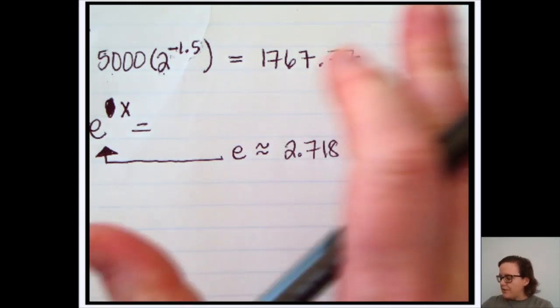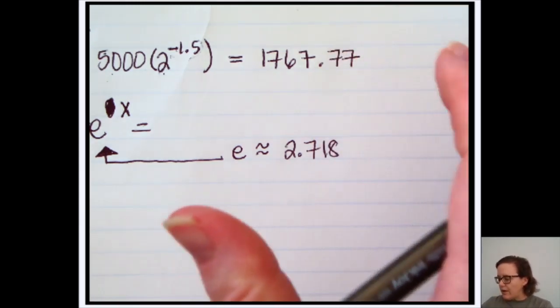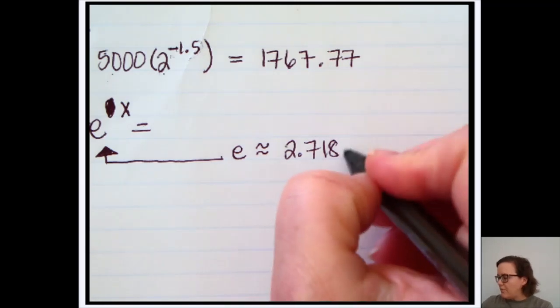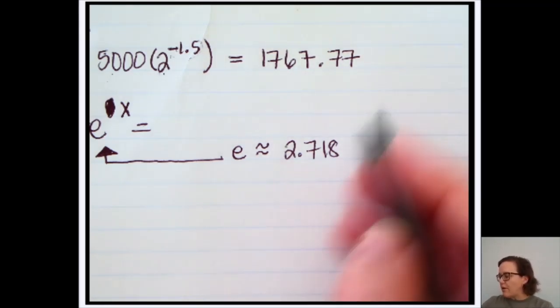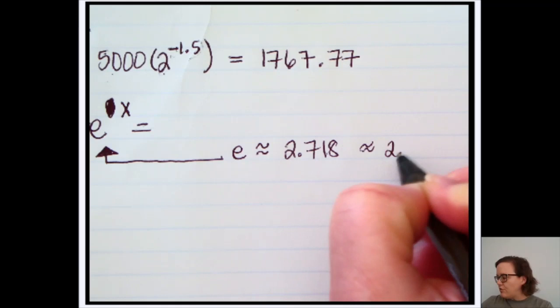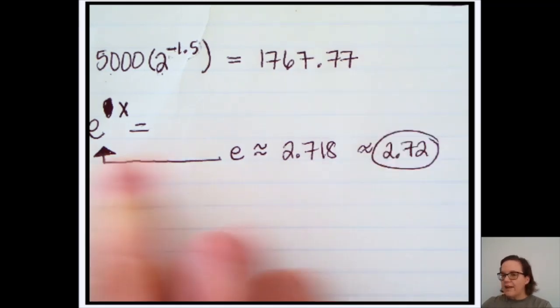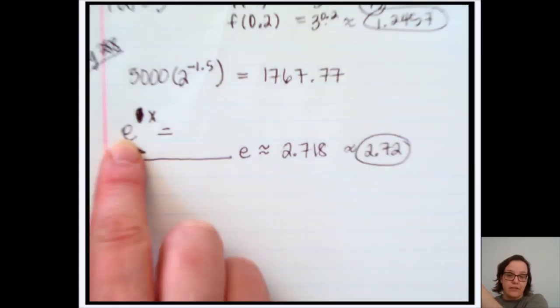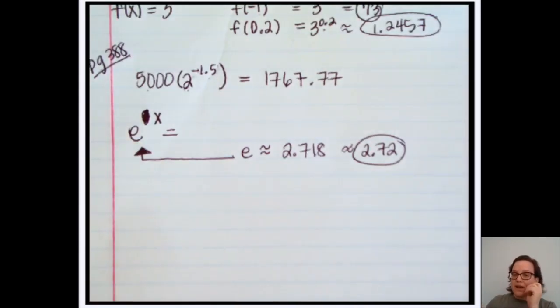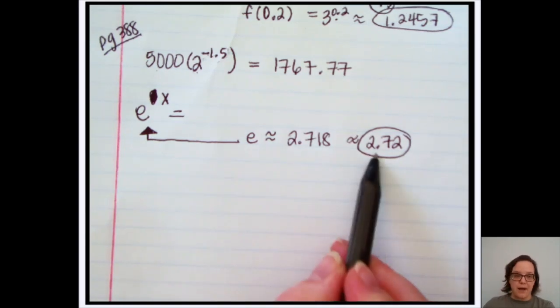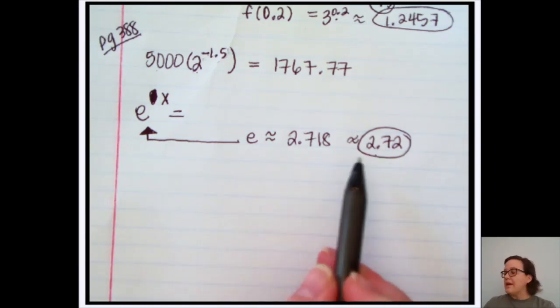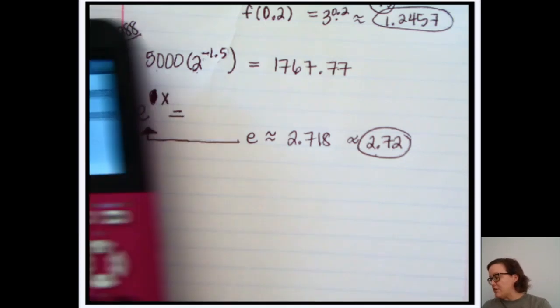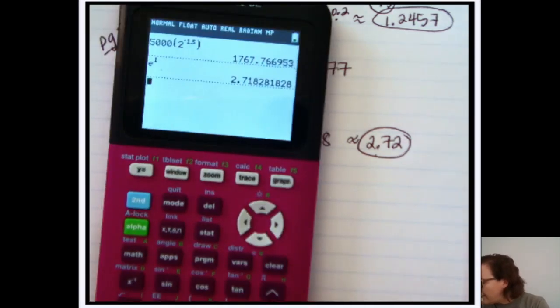And then it keeps repeating 2.718281828. Okay, but usually we say about 2.718 or about 2.72. Okay, so that is what this number e is. So in this case, when we have e in mathematics, it does stand for a specific value, just like pi does.